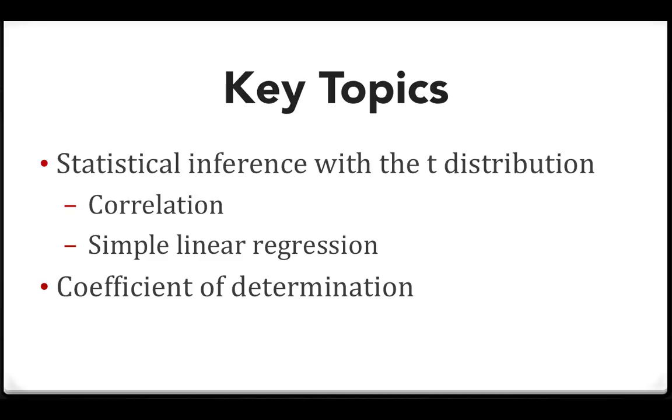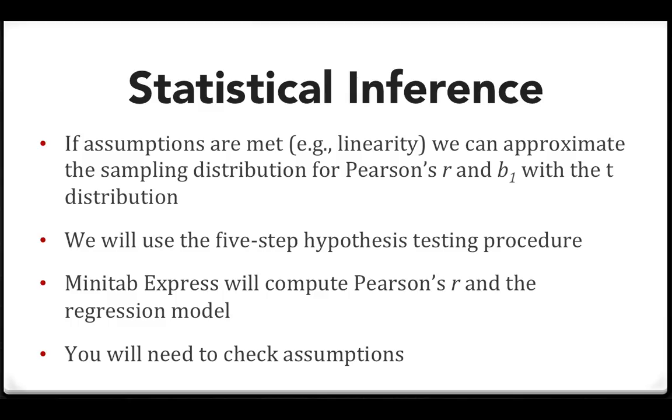These are the key topics that you'll learn about this week. In terms of statistical inference with the t-distribution, we will construct confidence intervals and conduct hypothesis tests for correlation and simple linear regression models, specifically the slope. In this lesson, you'll also be introduced to the coefficient of determination, also known as R-squared, which is a measure of effect size for correlation and regression. If assumptions are met, for example, linearity, we can approximate the sampling distribution for Pearson's R and the slope with the t-distribution. We'll walk through all of the assumptions in the next few slides.